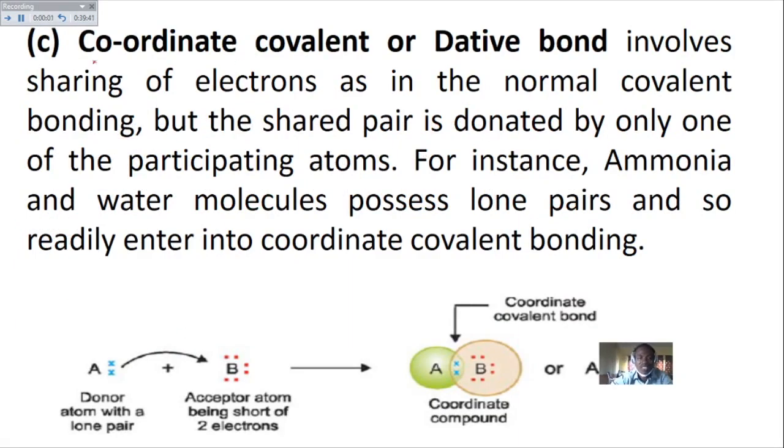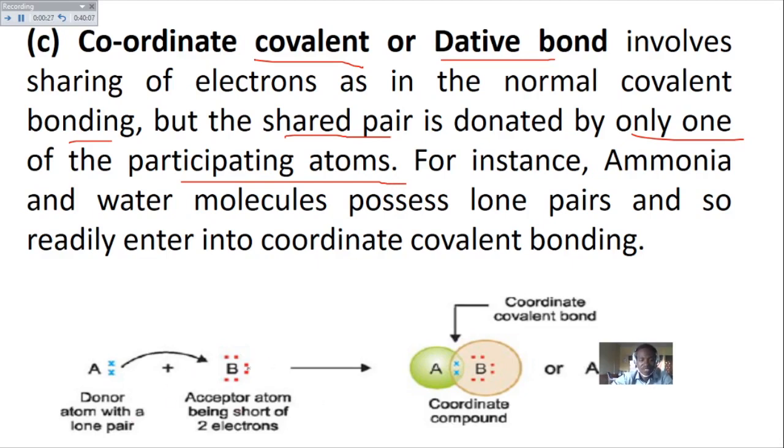Okay, now the next one we want to talk about here is what we call coordinate or dative bond. It involves sharing of electrons as in the normal covalent bonding, but the shared pair is donated by only one of the participating atoms. Only one does the sharing of electrons.